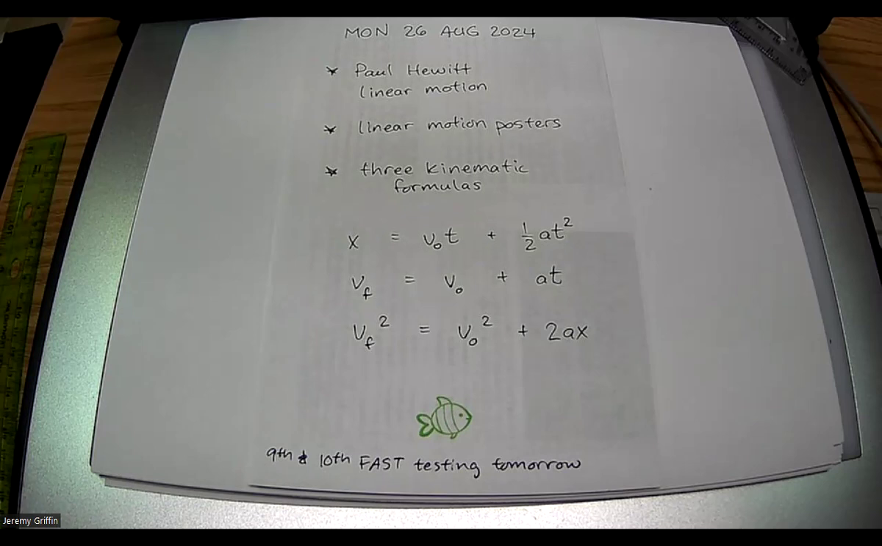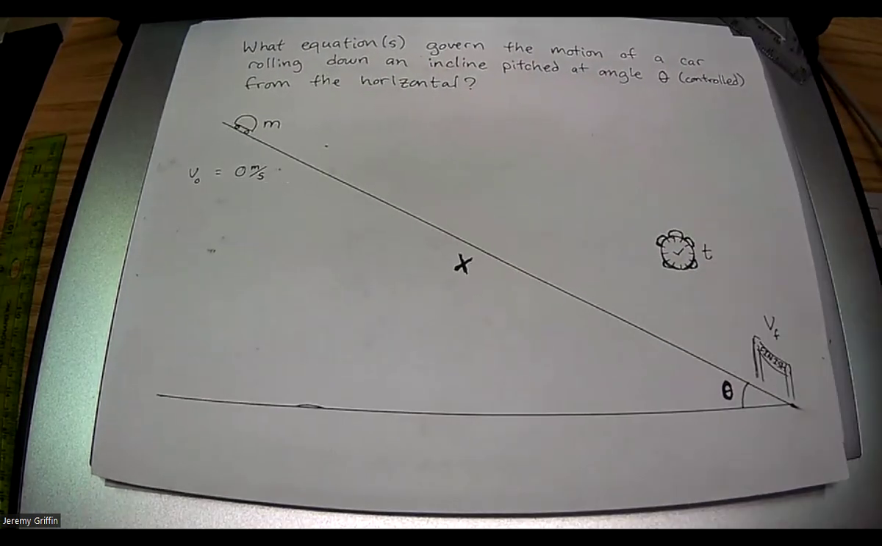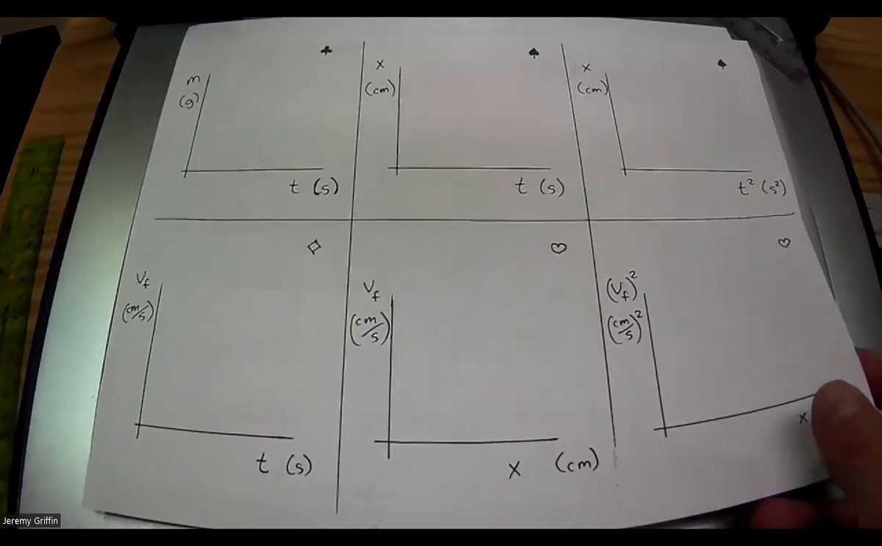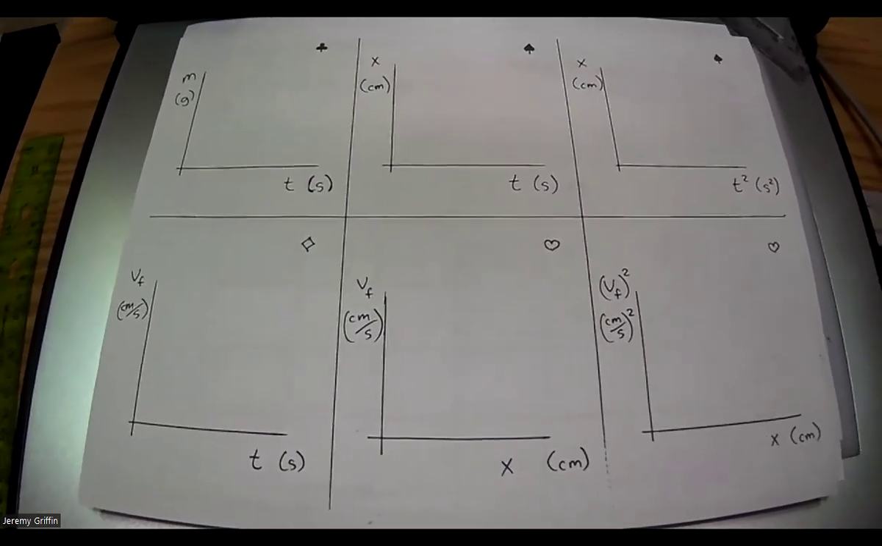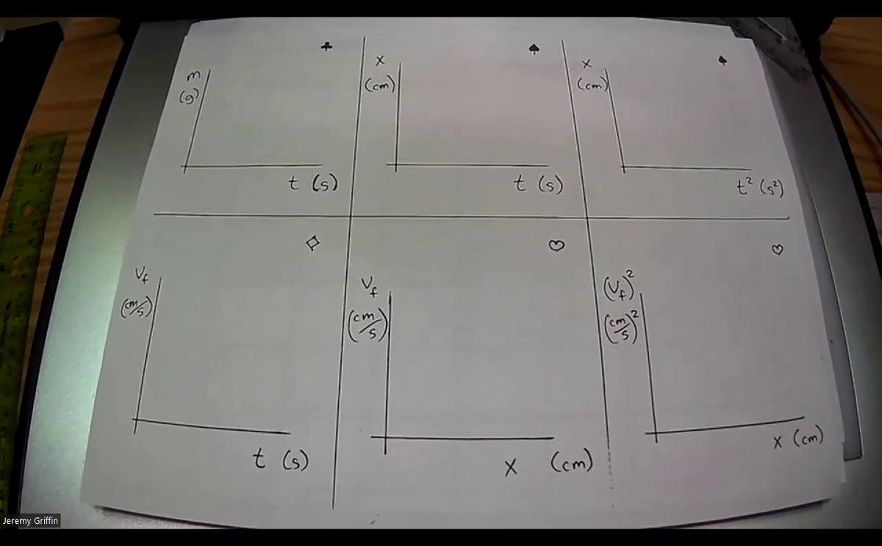Everybody good? All right. So let's do a recap because I know it's been a few days. We're trying to figure out the equations governing the motion of the car rolling down the incline. I had to split you guys up into different groups because there were so many variables I had to juggle. I had to control some and let some be independent or dependent. We were able to come up with graphs for these relationships, so let's look at some of these.